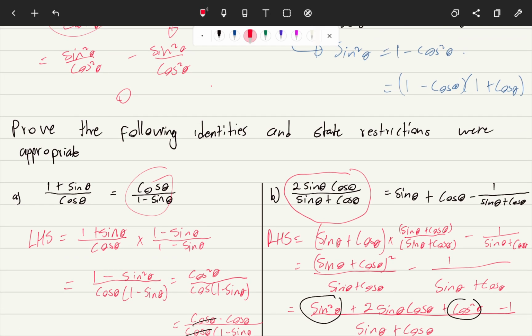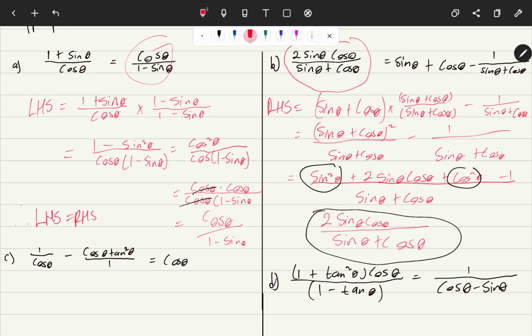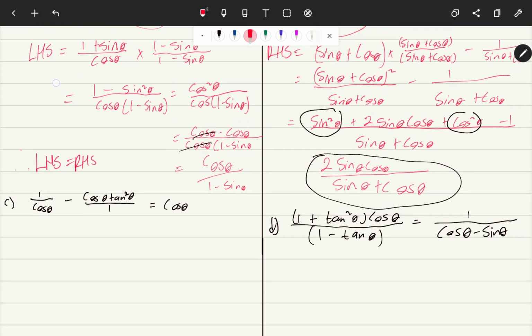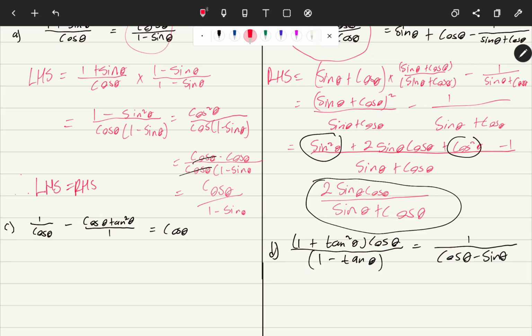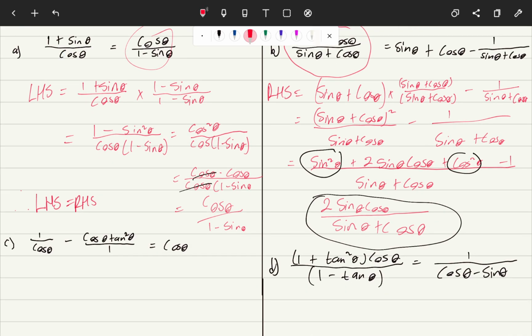Let me come back. You see here, they did say we must state restrictions where it's appropriate. It depends which side you're proving. Here you already see cos cannot be 0, but on this one what matters is 1 minus sin θ, which cannot be 0. And when we come to this side for B, sin θ plus cos θ cannot be 0. Whatever they will be, it's fine, but they cannot be 0. So those will be your restrictions.